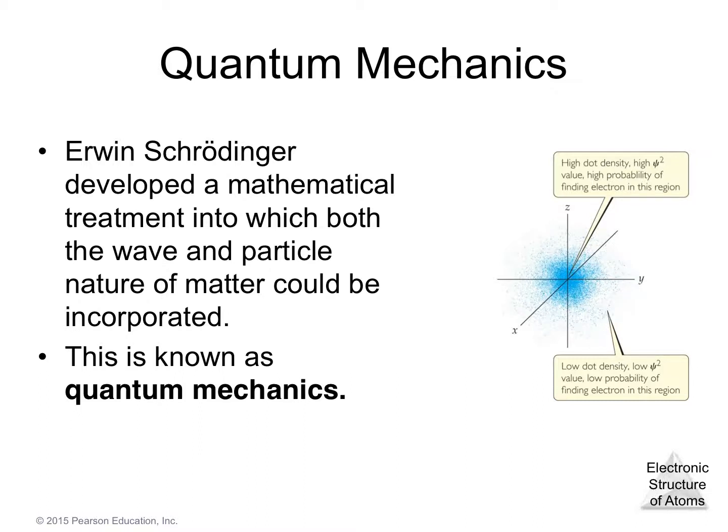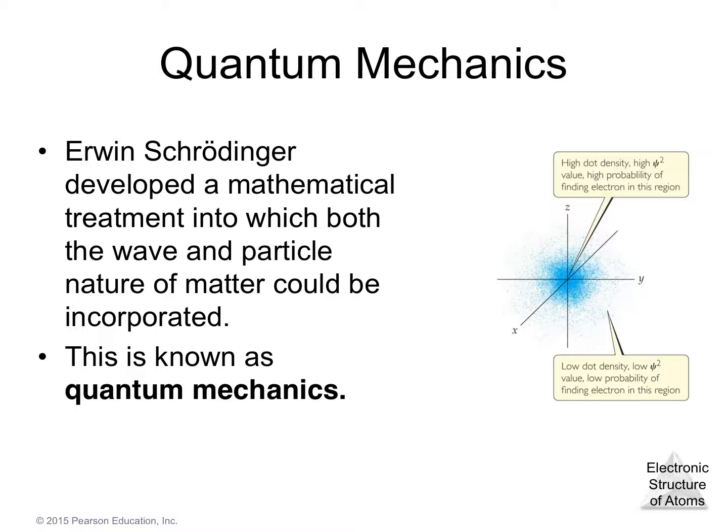A scientist named Erwin Schrödinger developed a mathematical model that took into account the wave nature and the particle nature of the electron and started to determine these probability diagrams that help us to predict where the electron is located. An example of one of these diagrams is here. The dense areas of the diagram are areas where you are more likely to find an electron. This is known as quantum mechanics, where you're using probability to predict the location of an electron.